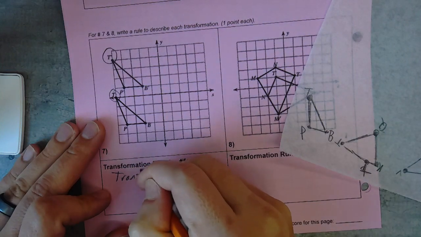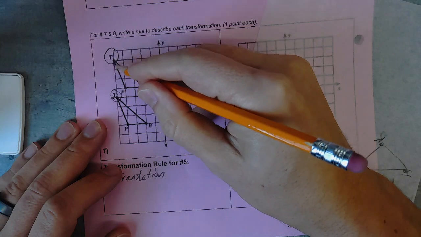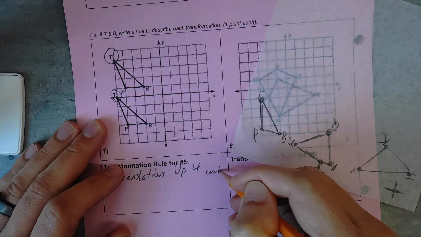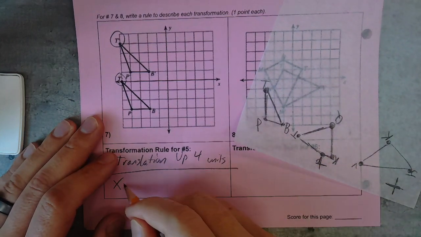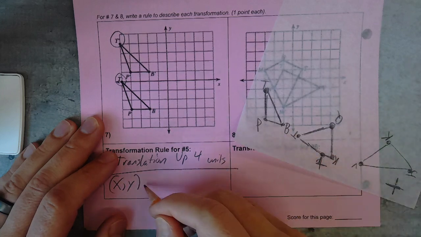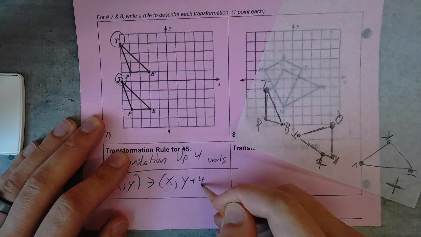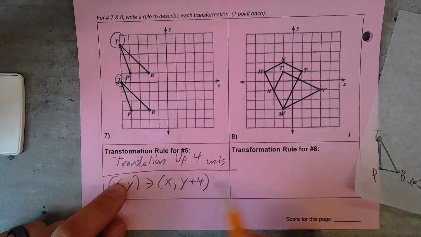So this is a translation. And how did it move? It went 1, 2, 3, 4 up. Translation, up 4 units. Okay. Alternatively, if you want to just be super smart about it, you could say (x, y) maps to (x, y + 4). This implies that this is a translation, so either way is good.